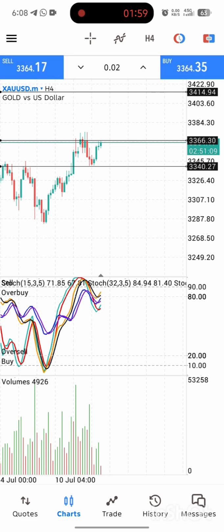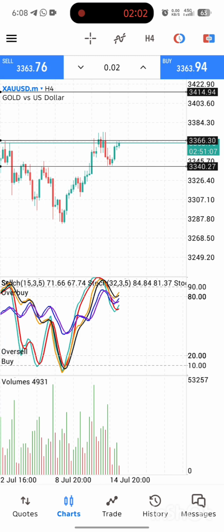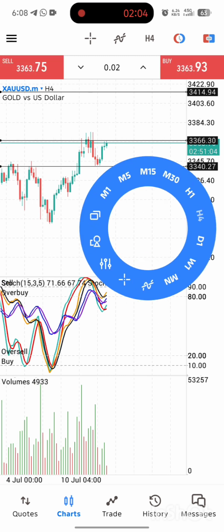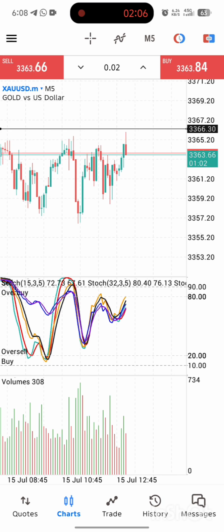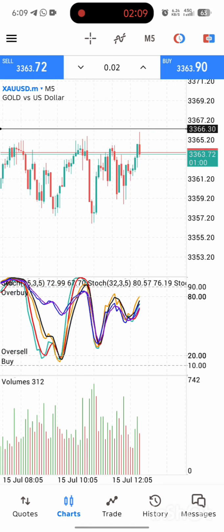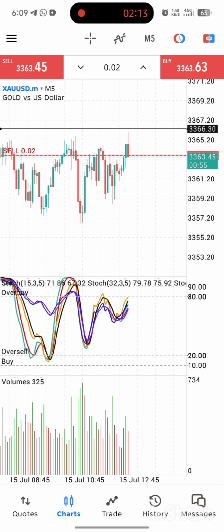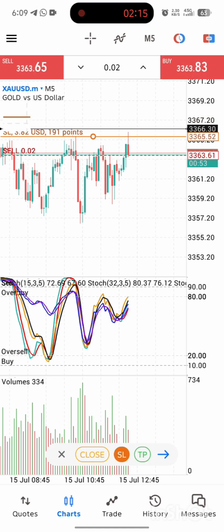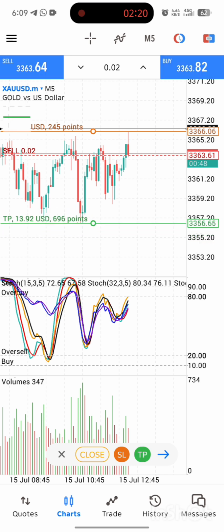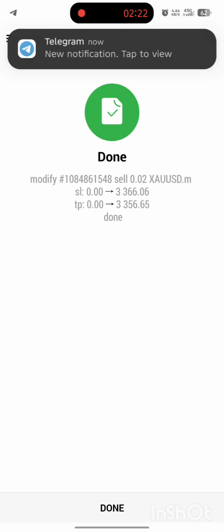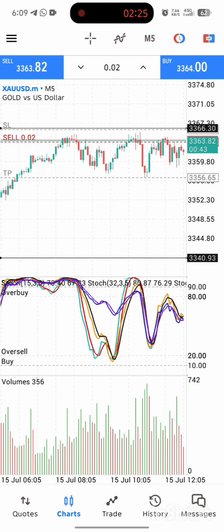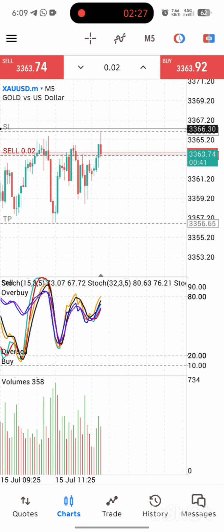So what we're gonna see here is actually we're about to see bearish momentum. So right now I'm just gonna click sell 0.02. I'm just gonna put my SL just above the wick and take profit around this level. And how much do we get? 660 pips.